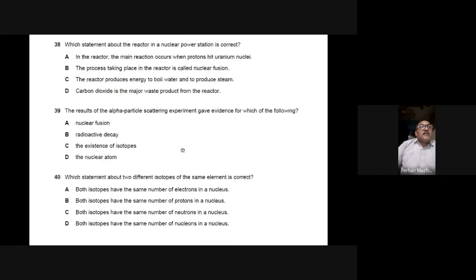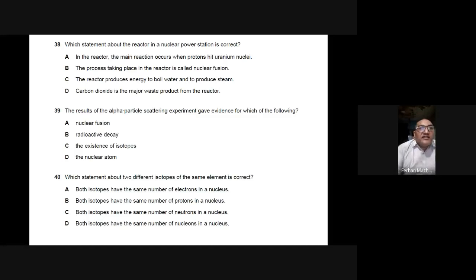Question number 39 is on screen. The results of the alpha particle scattering experiment gave evidence for which of the following? In this experiment, the alpha particle scattering experiment, they bombarded a gold foil with the alpha particles, and by that experiment they discovered that the atom has a nucleus. So D is the option, the nuclear atom. So for question number 39, D is the option.